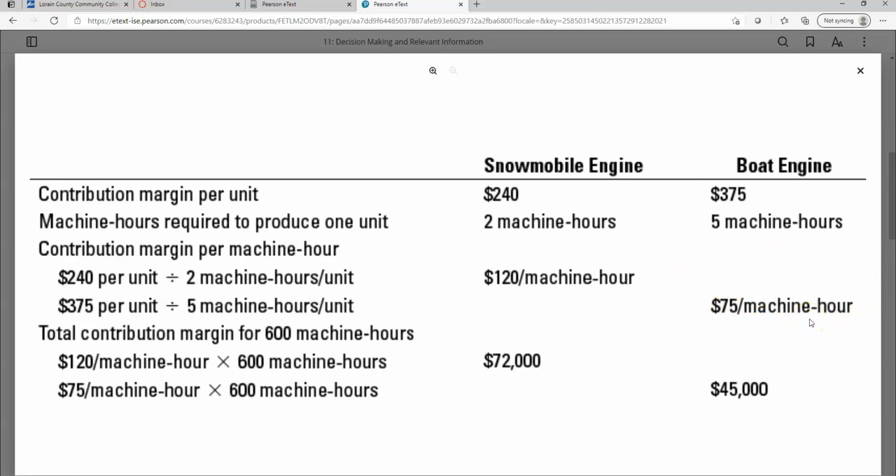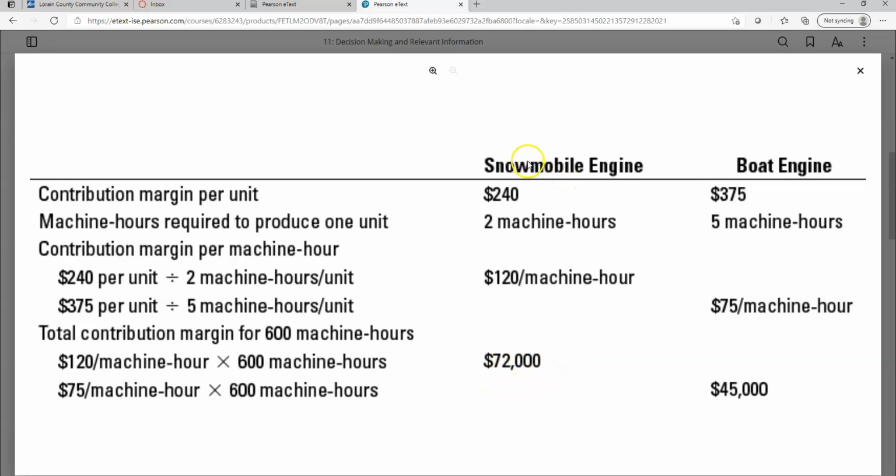So if I focus on making all my snowmobile engines and no boat engines, I'm going to have contribution margins if my constraining resource is, let's just say, 600 machine hours. I have 600 machine hours. I can sell as many as I want of each engine, snowmobile or boat engine. Which one should I focus on? Well, if I focus on making only snowmobile engines, based on my constraining resource of machine hours, I'm going to generate contribution margin of $72,000.